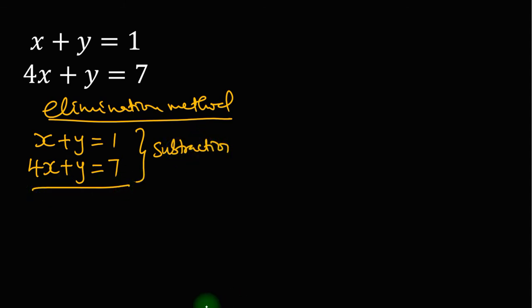If we subtract, right hand side 1 minus 7, we get minus 6. y minus y, we have actually eliminated it to 0. So x minus 4x is minus 3x. Therefore, we needed to divide it through by minus 3, and we shall end up getting x will be equal to positive 2.